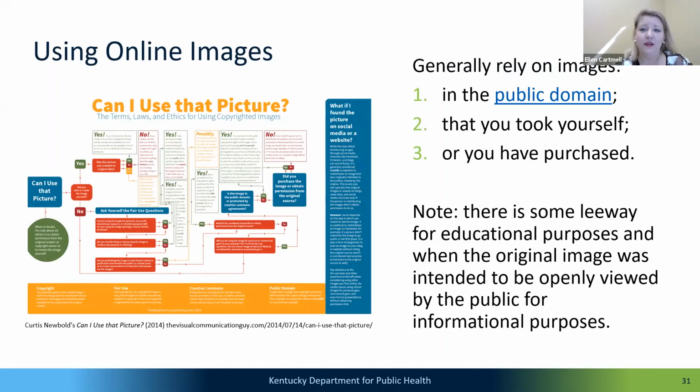There are generally three kinds of images that you can use. Those are images in the public domain, images that you took yourself, because if you took it yourself, you know you own it, or images that you have purchased. So you can buy stock photos online. When we're talking about images in the public domain, those would be ones that are not copyrighted, were published before 1923, or have a Creative Commons license.